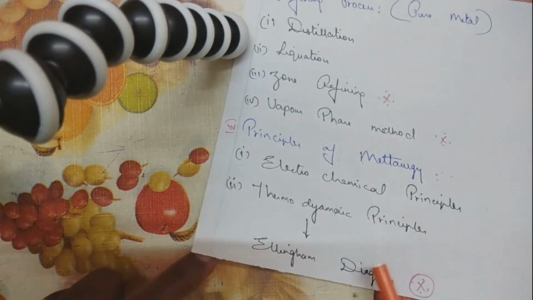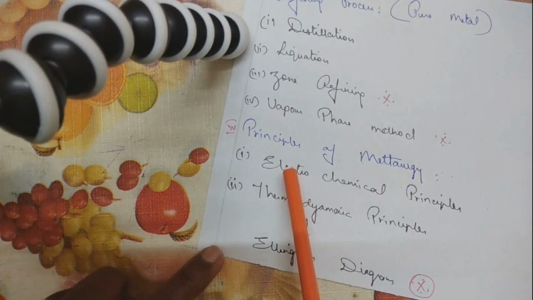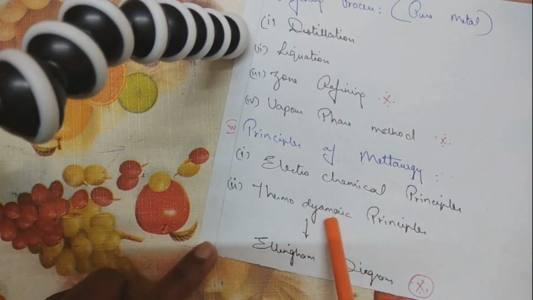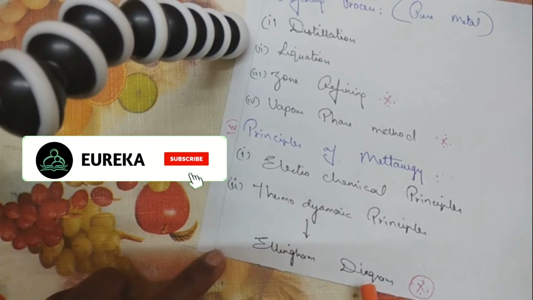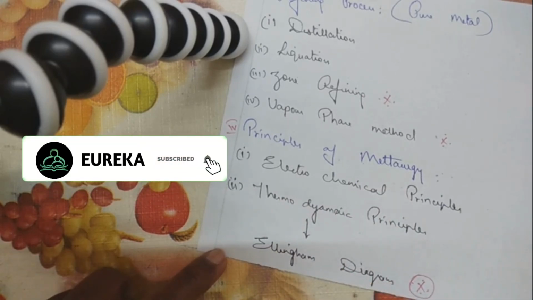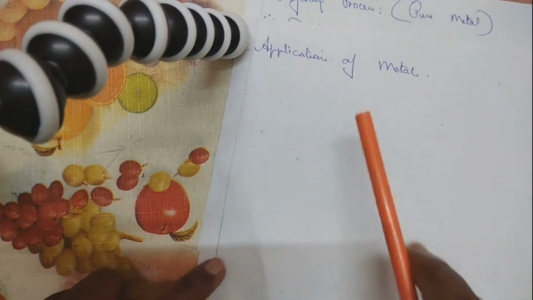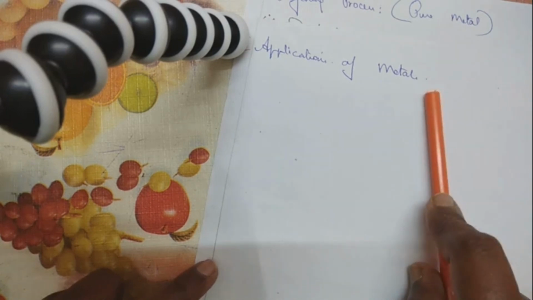Finally, we end the chapter with the principles of metallurgy, that is electrochemical principles of metallurgy and thermodynamic principles of metallurgy. Under thermodynamic principles of metallurgy, a very important concept will be done, that is called the Ellingham diagram. I will teach you in detail as I move forward with the lesson. And finally, we come to the applications of the metal that is given at the end of the chapter.